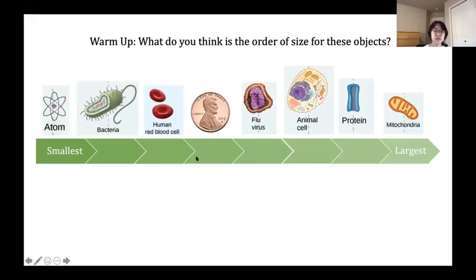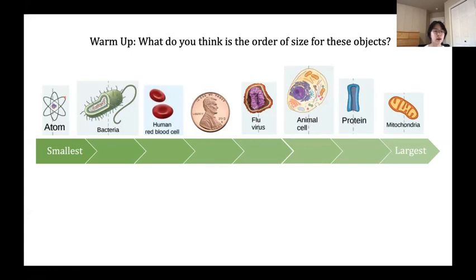All right, so your warm up is on your screen right now, and what I want you to do is, you have 8 objects on this kind of scale, and I want you to, based on your own knowledge, order them from what you think is the smallest to what you think is the largest.